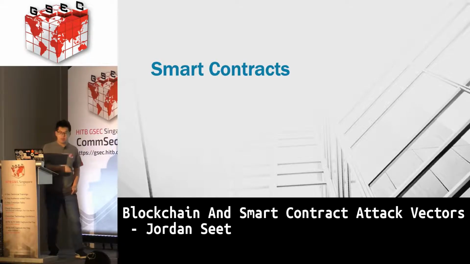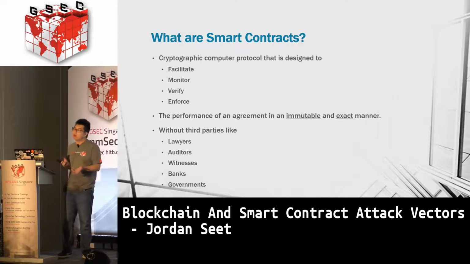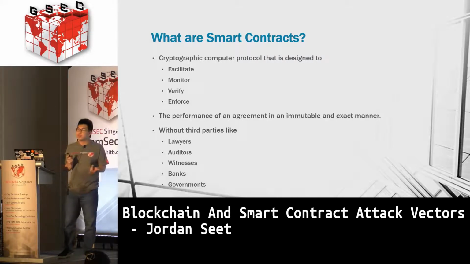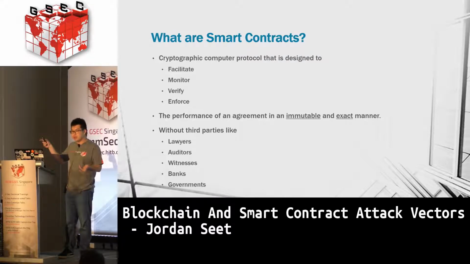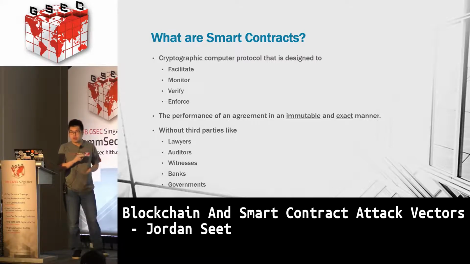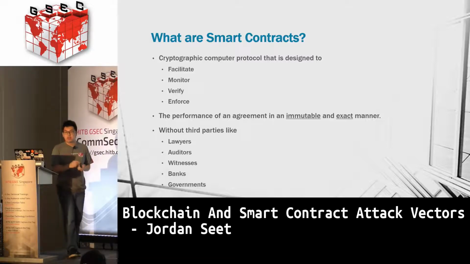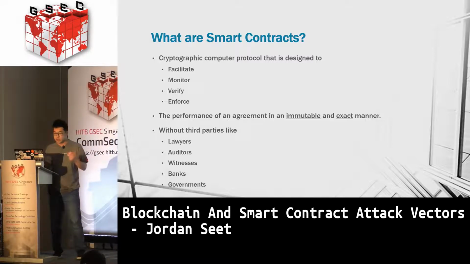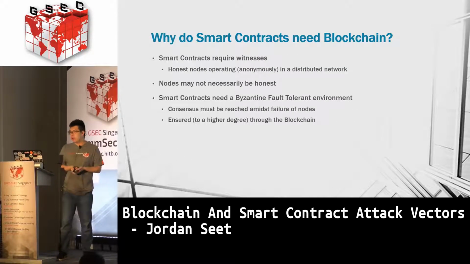So let's talk about smart contracts. Smart contracts are basically cryptographic computer protocols that are designed to facilitate, monitor, verify, and enforce performance of agreements, aka contracts, but not in the legal sense, in an immutable and exact manner, which is whatever is coded in the contract will be executed in that manner, without the need for third parties like lawyers, auditors, banks, witnesses, and governments. Now, why do the smart contracts need a blockchain?